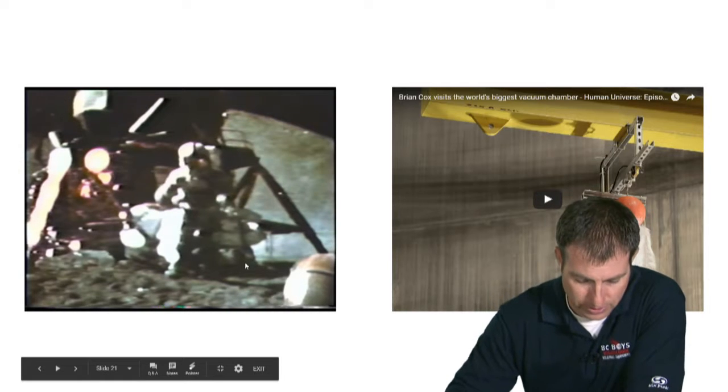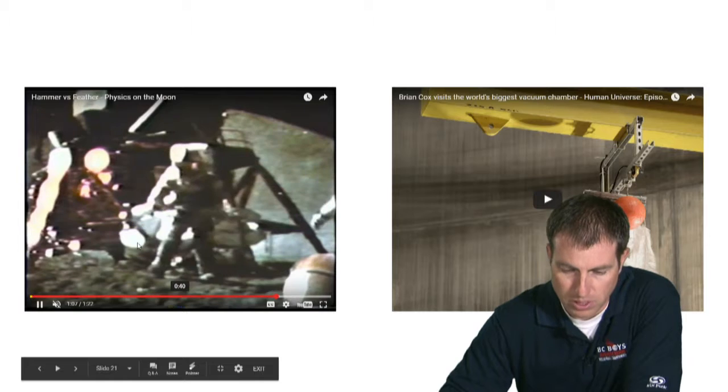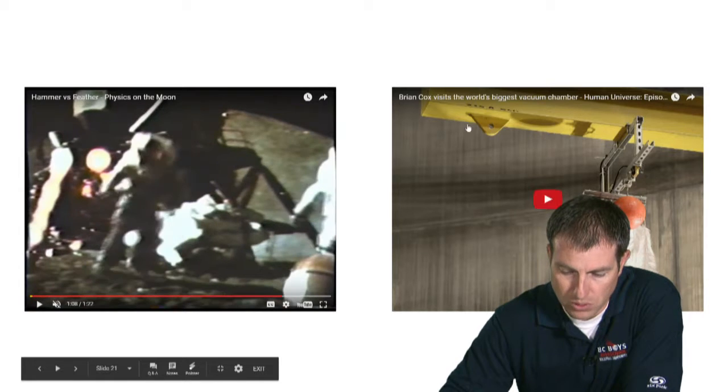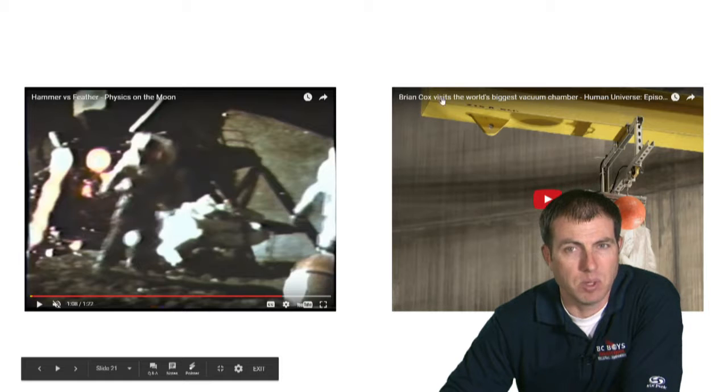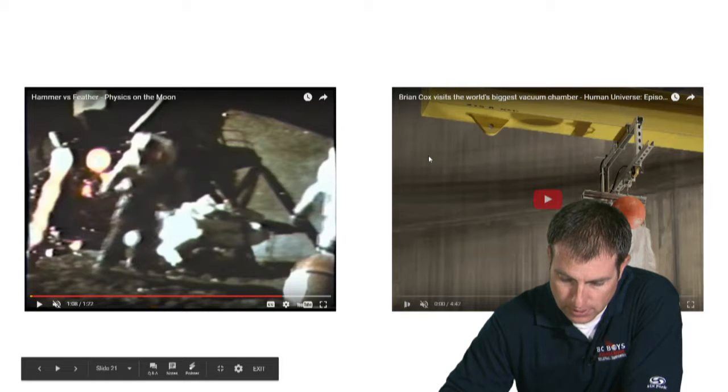You can kind of barely see it, I guess. The quality's not great, but the objects did, in fact, hit the ground at the same time. We can do the same experiment in a vacuum chamber on Earth, and maybe watch this video next day, just because I don't want to play it now. It's a few minutes long. Let's see exactly, 4 minutes.